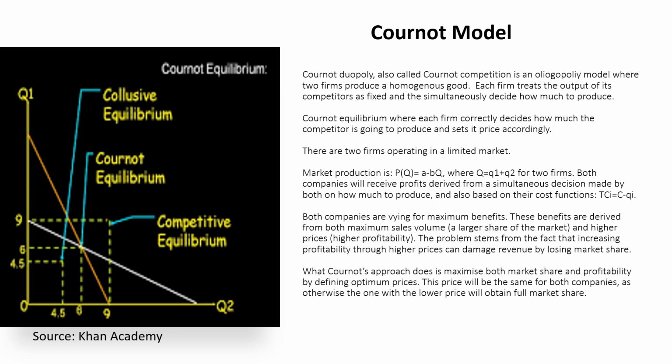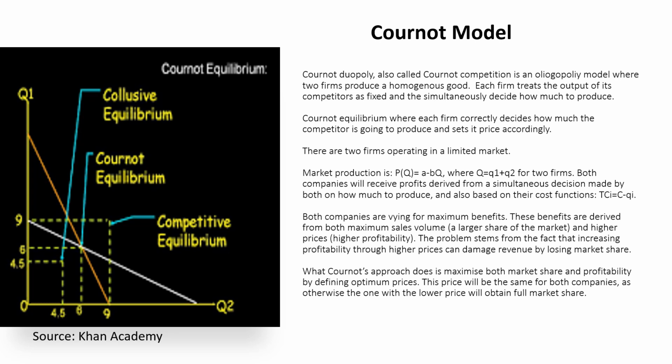So if you look at the graph, you'll see that market production is P(Q), which is equal to A minus BQ, where Q is equal to Q1, the quantity produced by firm 1, plus Q2. So both firms will receive profits derived from a simultaneous decision made on how much to produce and based on their cost functions.